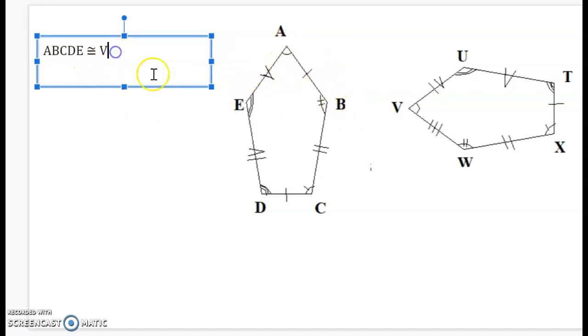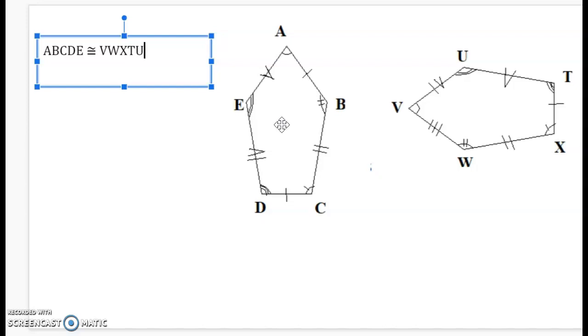Okay, so let's look at angle B next. Angle B is a single line with the two hash marks through it. So the line with the two hash marks through it over here is angle W. Angle C and X. Angle D and T. Angle E corresponds to U. So my pentagon congruence here, ABCDE, is congruent to VWXTU.